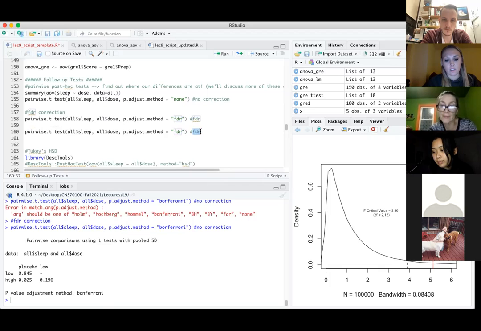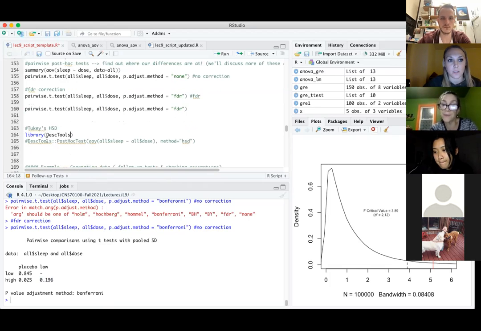Was it the Tukey? FDR is the Brock, this one that I can never remember. It's false discovery rate is what FDR stands for. Oh, I can't see the Tukey one in this list. So which one? The Tukey one is not in this one. So we actually have to use this one down here. We have to use the library.